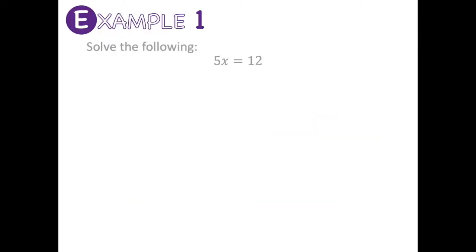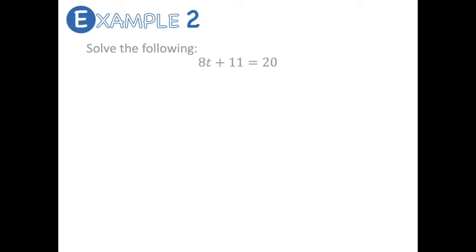So having a look at an example, 5x is equal to 12. I want to get x by itself to work out the value of x. So at the moment, I'm multiplying by 5. Opposite of multiplying by 5 is to divide by 5. So I need to divide both sides by 5. So x is going to equal 12 divided by 5, which is equal to 2.2.